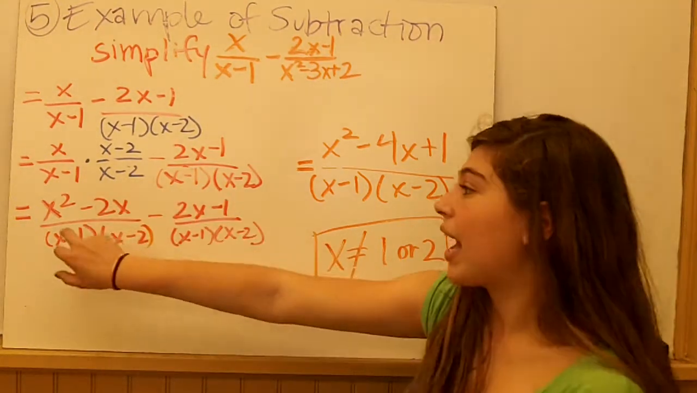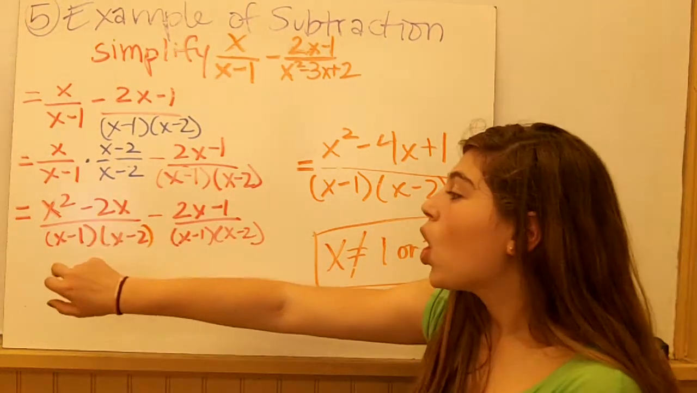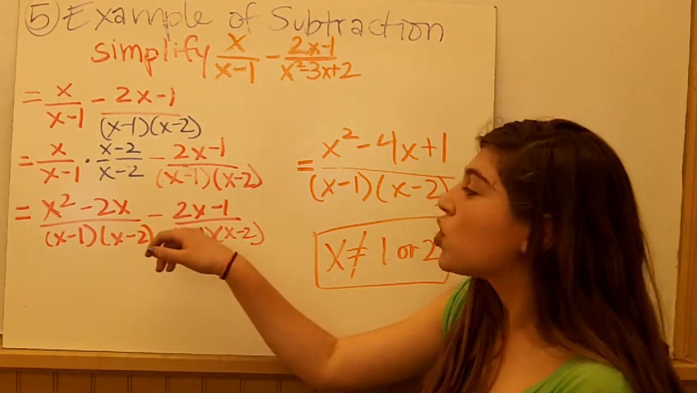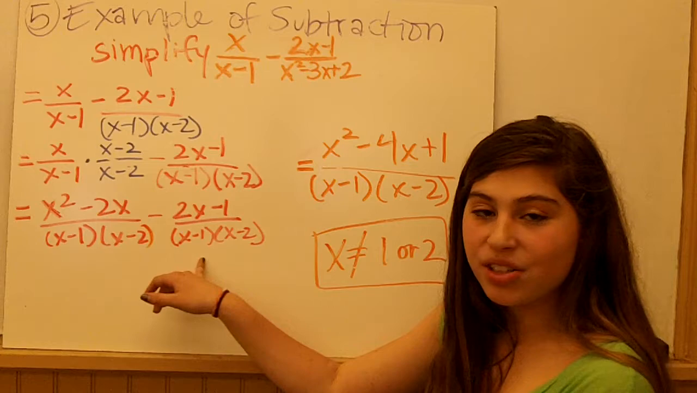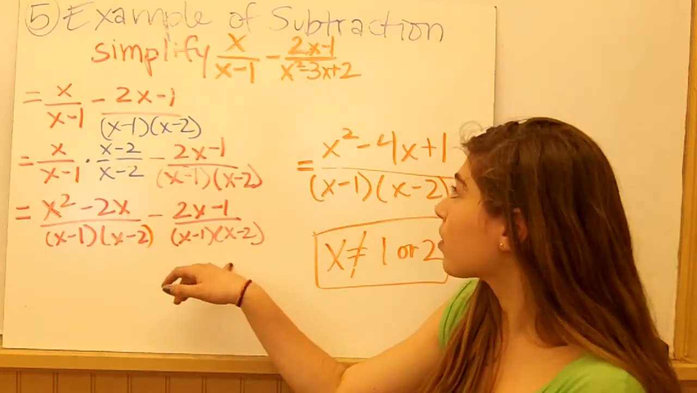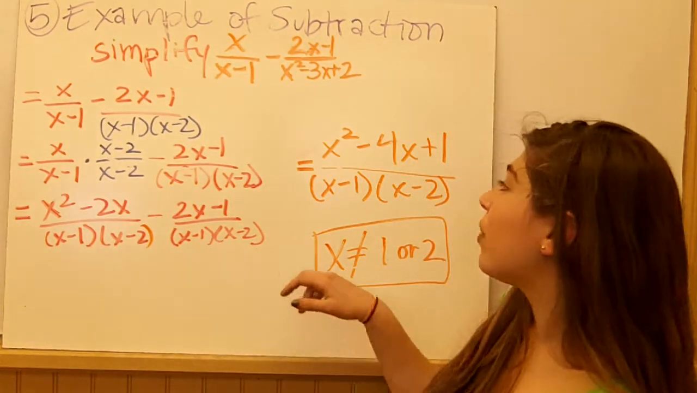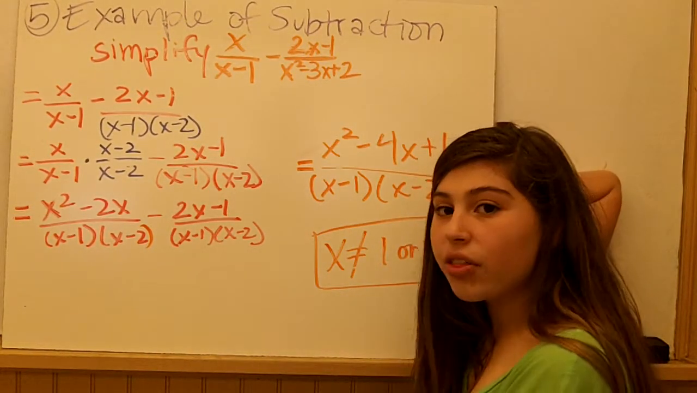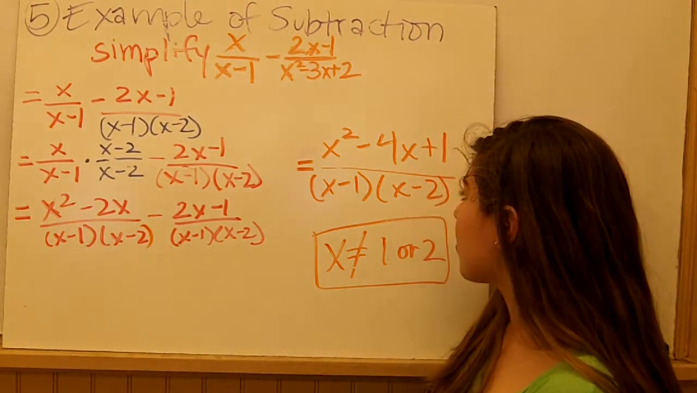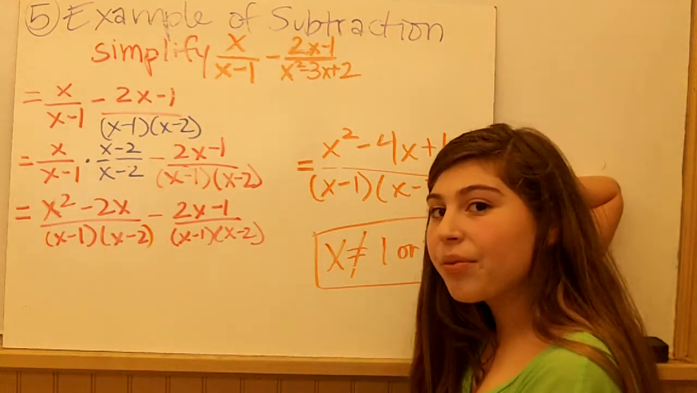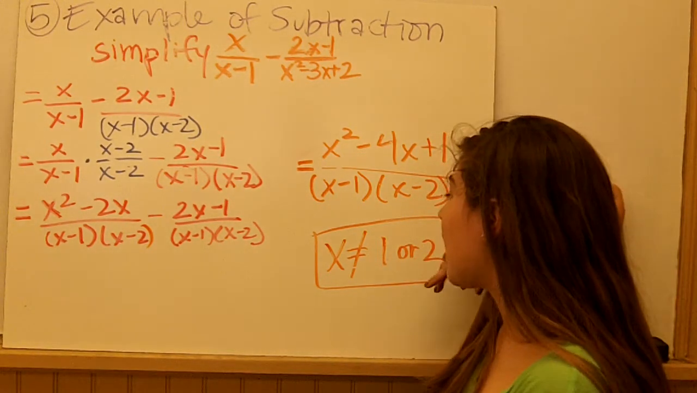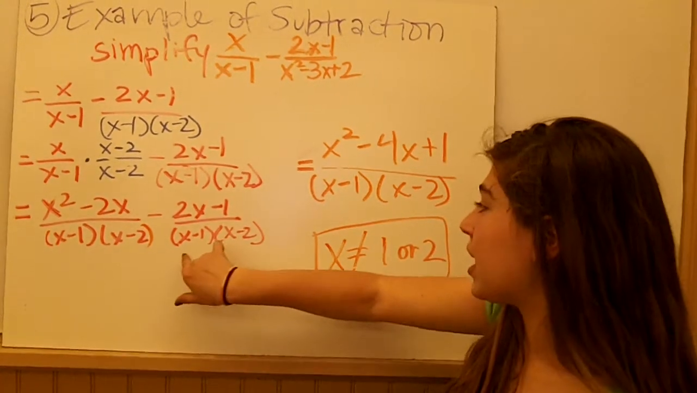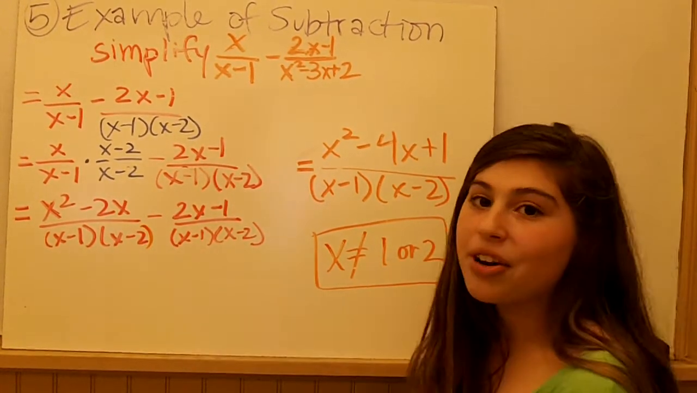When we do that, we get x squared minus 2x over x minus 1 times x minus 2 minus 2x minus 1 over x minus 1 times x minus 2. When we simplify that, we get x squared minus 4x plus 1 over the common denominator of x minus 1 times x minus 2. Again, we have to note our domain restrictions. X can't equal 1 or 2 because, as I said before, if it did, the denominator would equal 0.